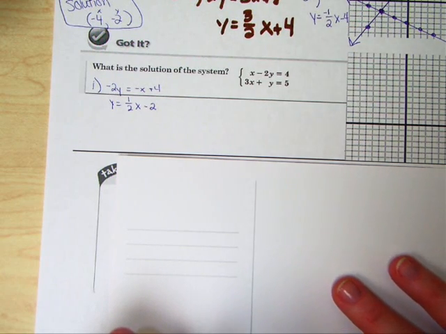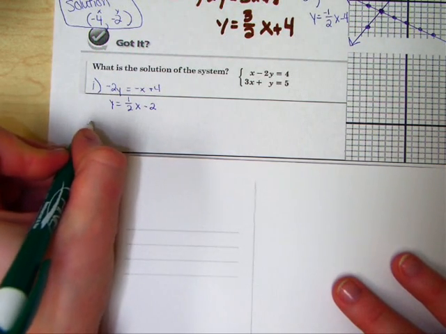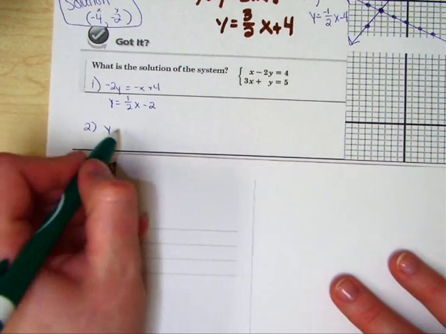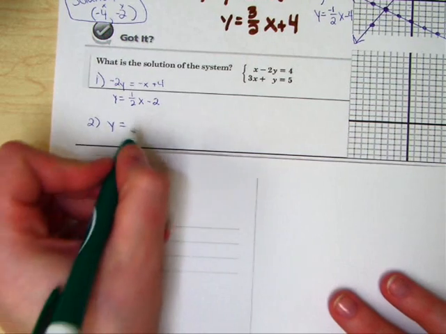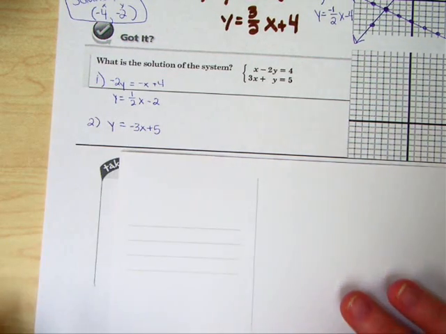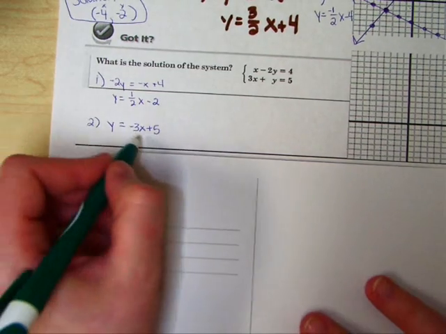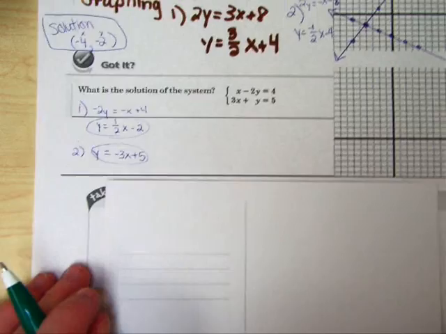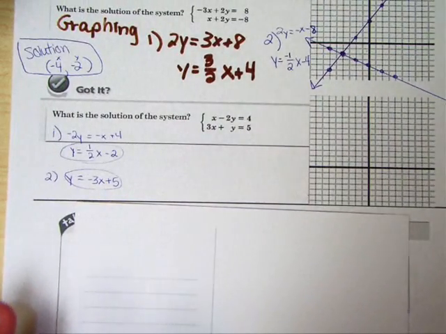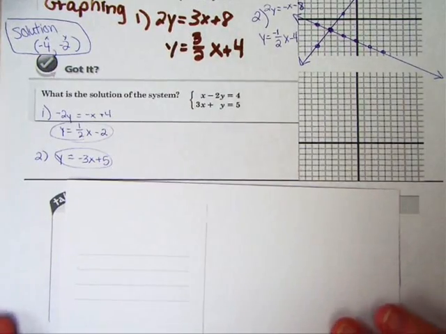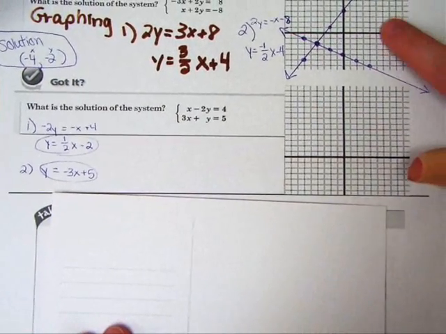Do this again for the second problem. Take over the 3x, so you get y equals negative 3x plus 5. And that's solved for y. In the first example, we would have graphed both of them and seen where they meet. In this problem, I teach you how to solve using a table. Graphing is much easier.